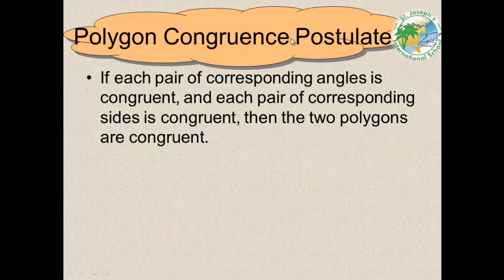Polygon congruence. If each pair of corresponding angles is congruent and each pair of corresponding sides is congruent, then the two polygons are congruent. So it must be that each pair of corresponding angles is congruent and each pair of corresponding sides is congruent.